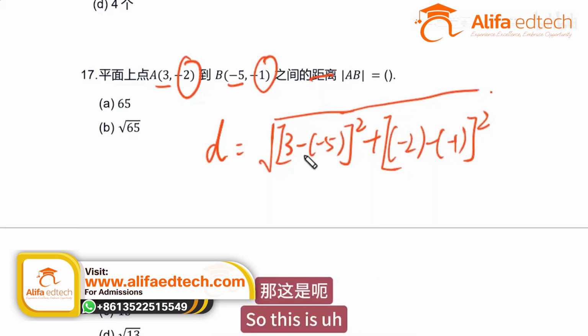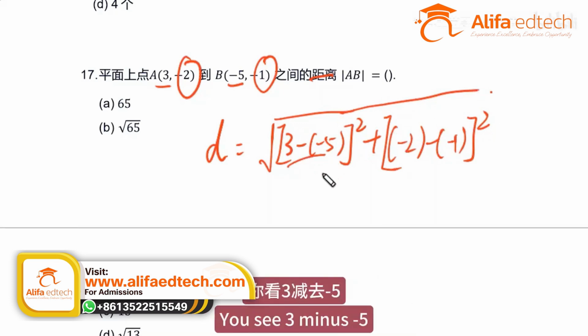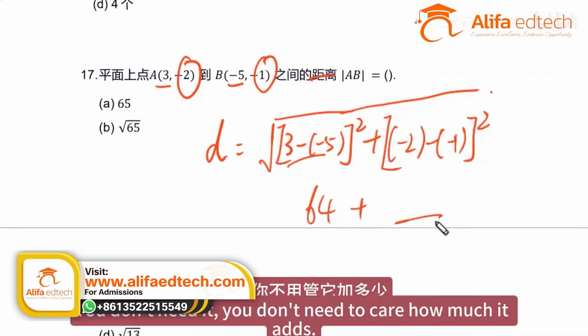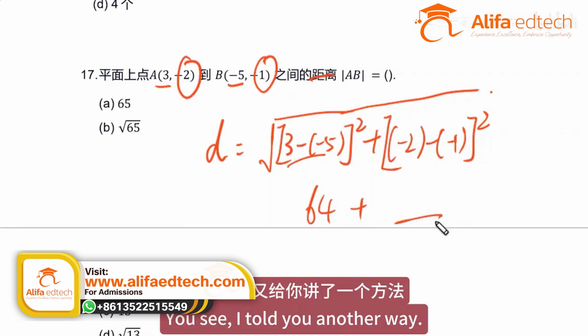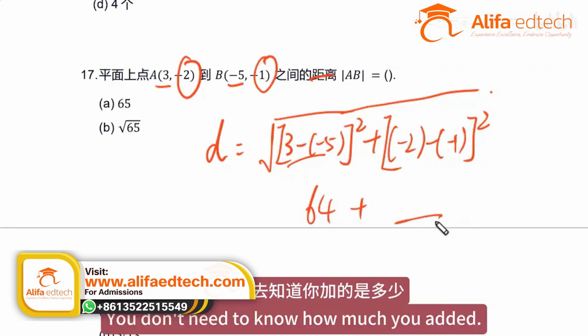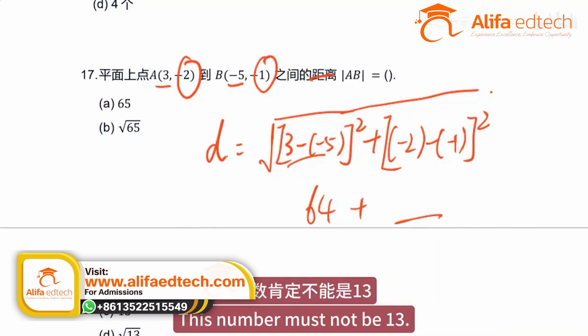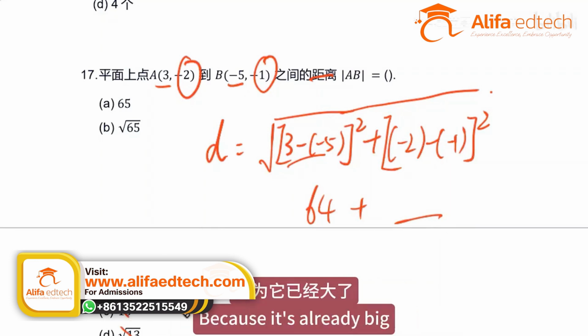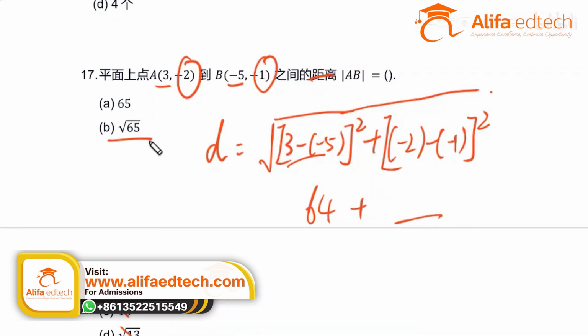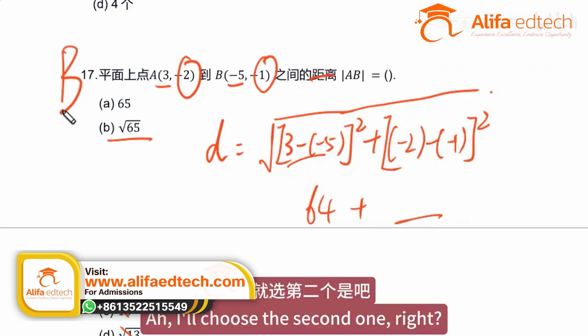So here, look, 3 minus negative 5, that's 8. 8 times 8 is 64. So this is already 64. Even if you add another number after that, you don't need to worry about how much you're adding. See, I'm showing you another quick calculation method here. You don't even need to know exactly how much you're adding. Anyway, you know for sure that this number can't be 13 because it's already bigger than that. It's already very large, understand? So we can choose this one, got it? So we just picked the second one, right?